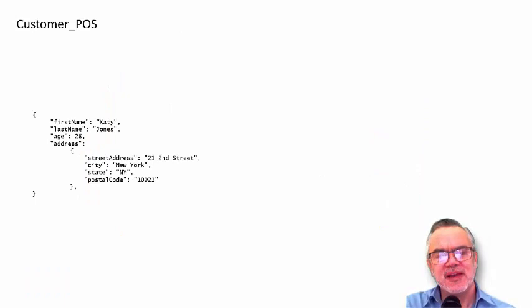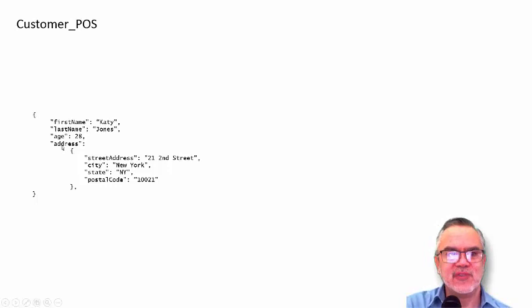So other than this being a radically different approach, we get to an example. Let's start with the example of, we're working with a table called customer POS, which we brought in from a source system. And a table that we brought in, which we're going to work with as a document in JSON format here, provides us the first name, the last name, the address, and age of Katie Jones. So it's very basic, a very simple structure.